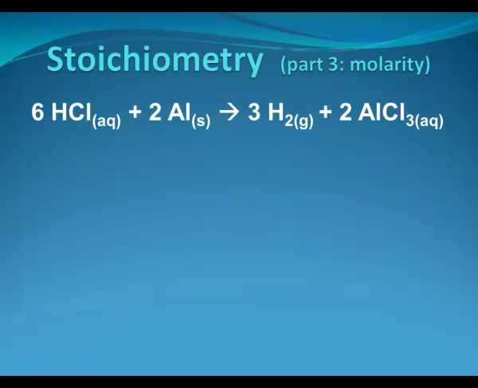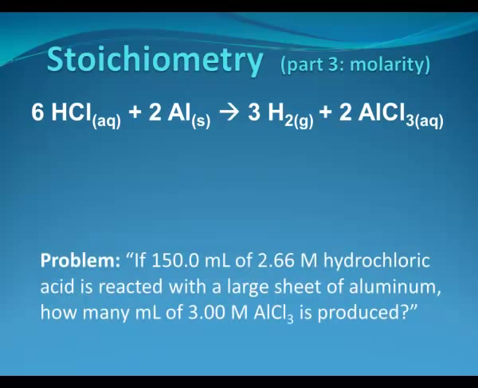The chemical reaction we'll be using is HCl, hydrochloric acid, reacts with aluminum, a solid, to form hydrogen gas and aluminum chloride, an aqueous solution. So we have two solutions, so we're going to use molarity in it. The problem we'll use is: if 150 milliliters of 2.66 molar hydrochloric acid is reacted with a large sheet of aluminum, how many milliliters of 3.00 molar AlCl3 is produced?